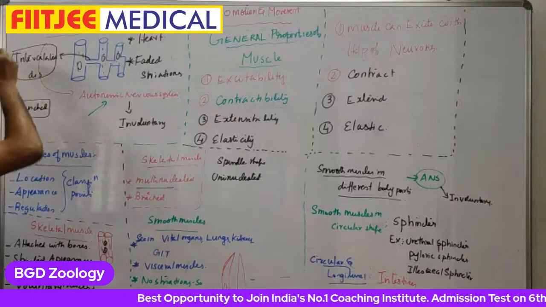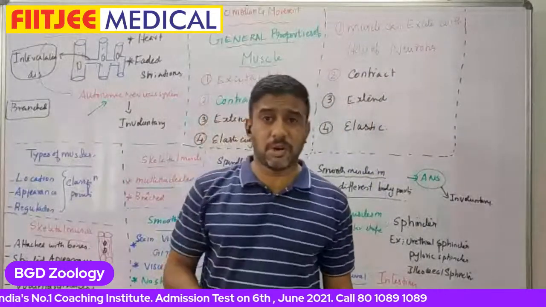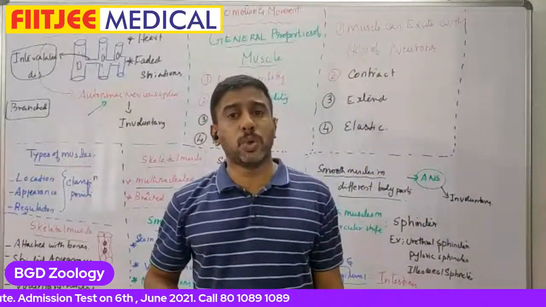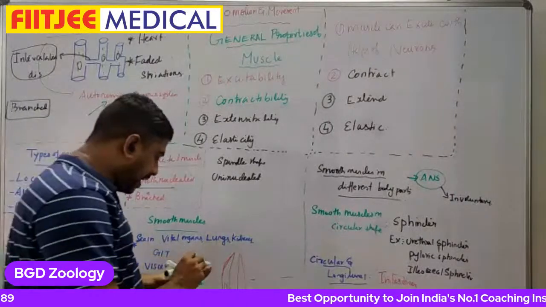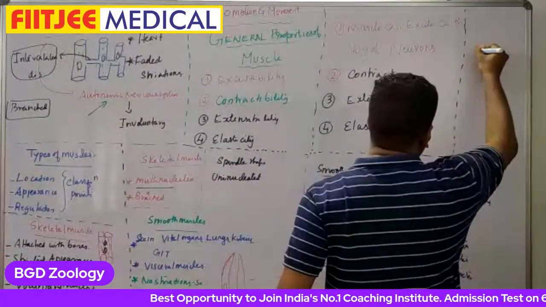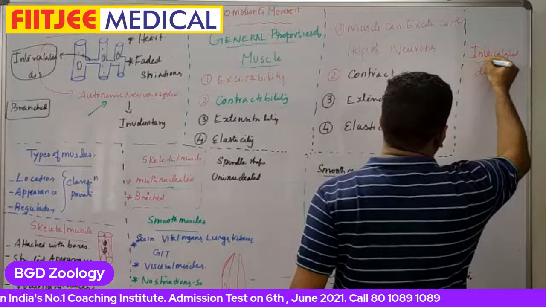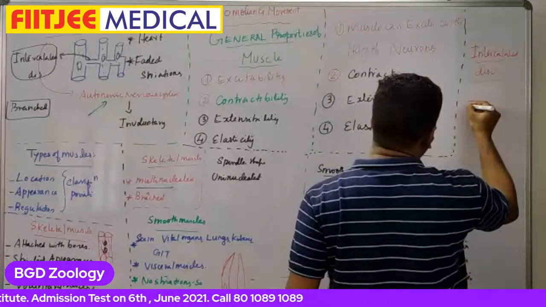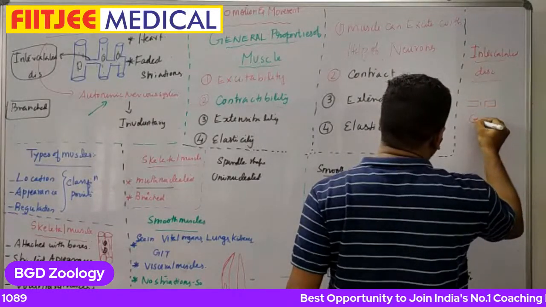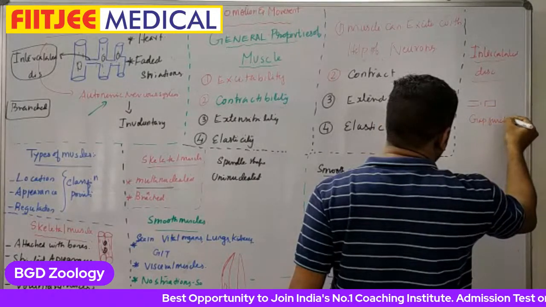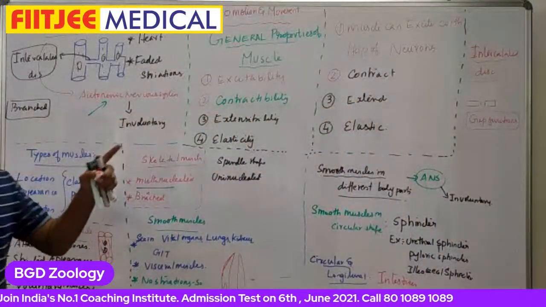So how will the intercalated disc help the cardiac muscle to overcome the situation? It's very simple. If you take intercalated discs, let me write about it. Basically intercalated discs are gap junctions only.